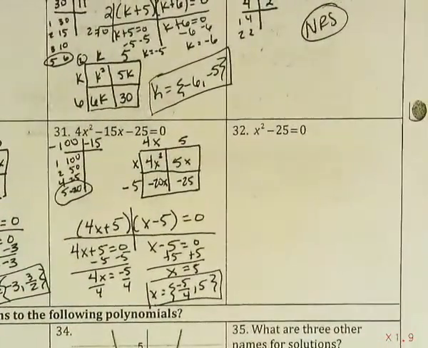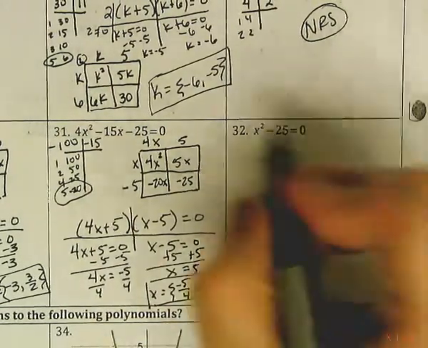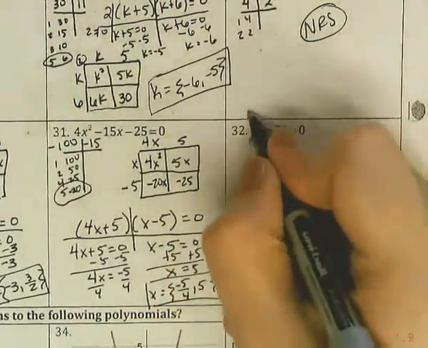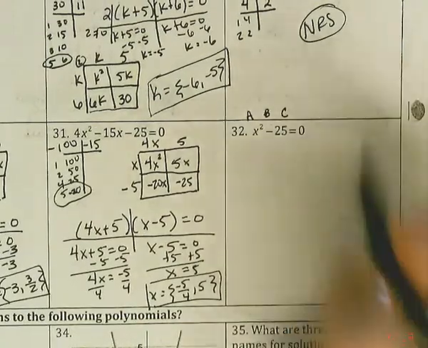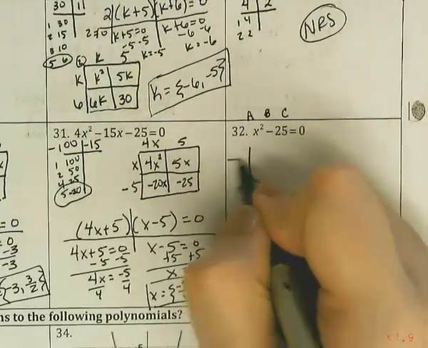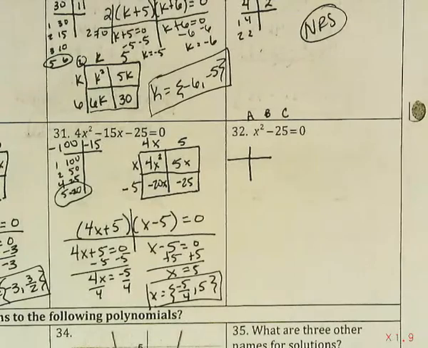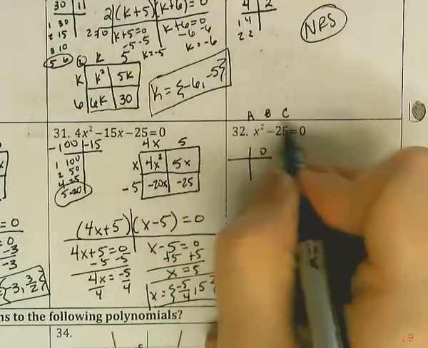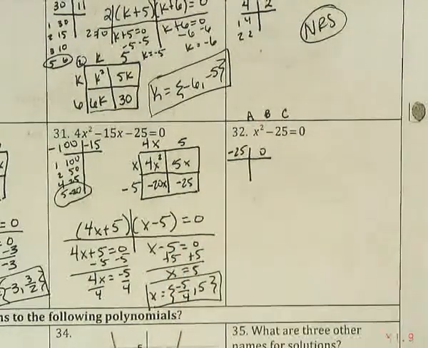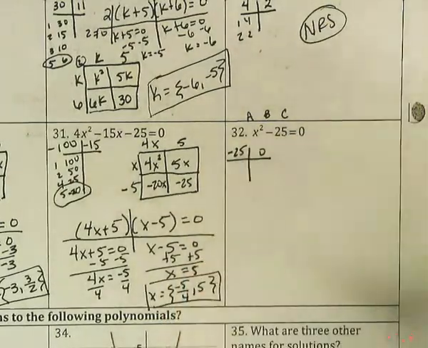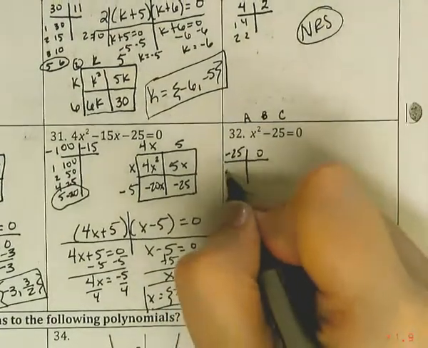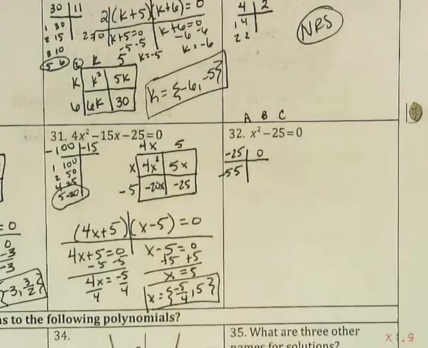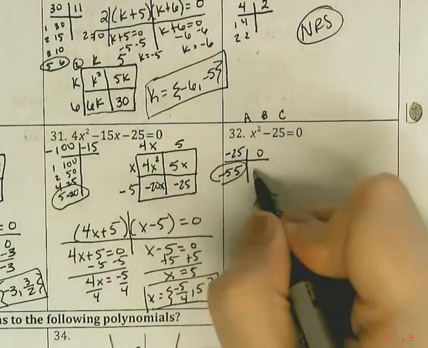Okay, number 32. Some of you are going to see it as a difference of squares, and that's great, but most of you won't, so we're just going to solve it how we would before. A, B, C. Well, let's make our ACB chart. Now, something we have to remember, ax squared plus bx plus c. There's nothing beside an x, so b is 0. A times c is 1 times negative 25. So we want two numbers to multiply to get 25 and add to get 0. So I'm going to say 5 and 5 and make one of them negative. Negative 5 plus 5 is 0.